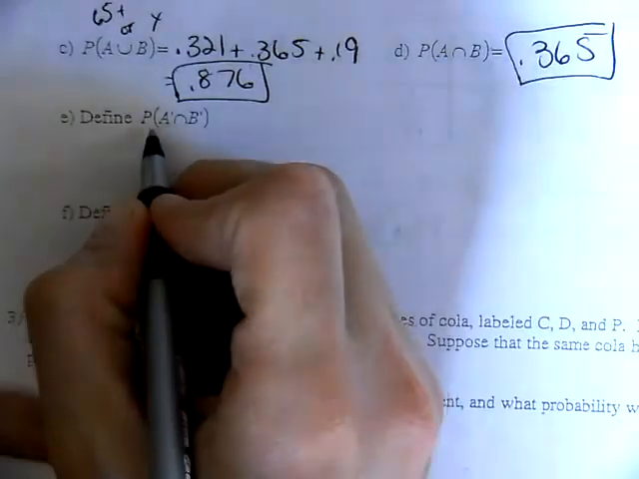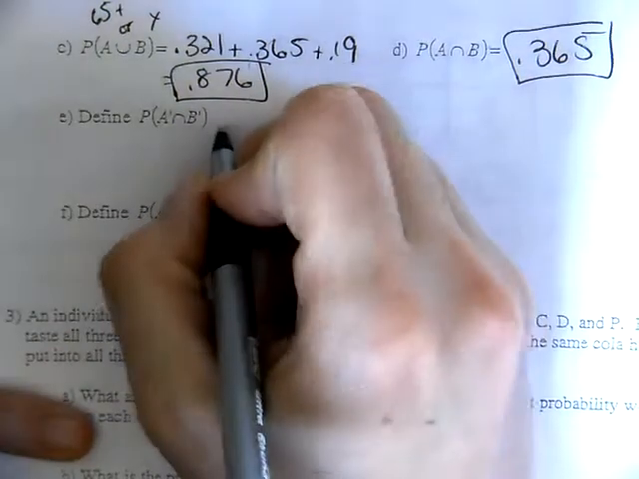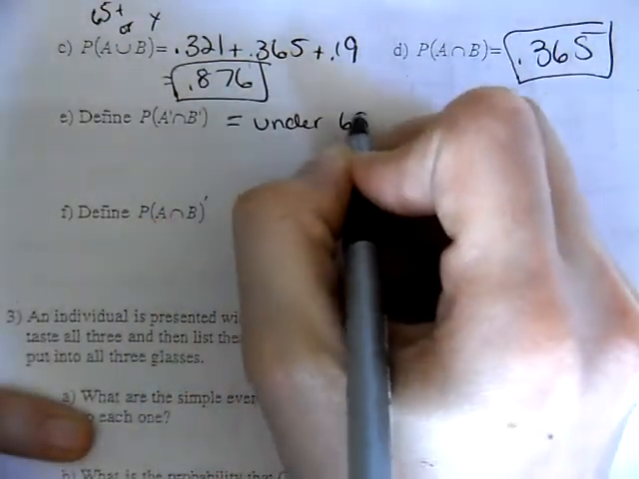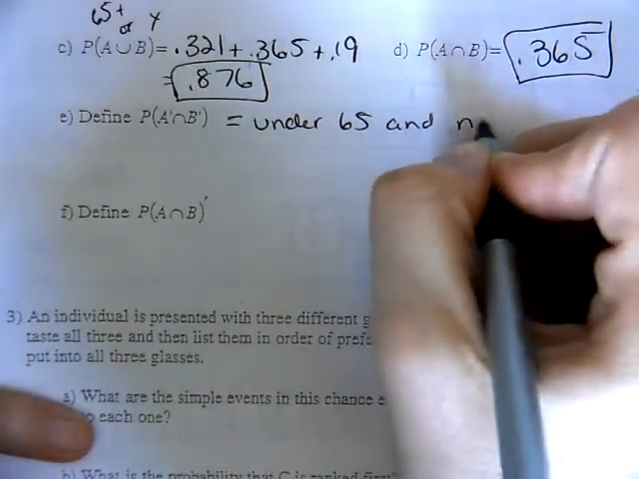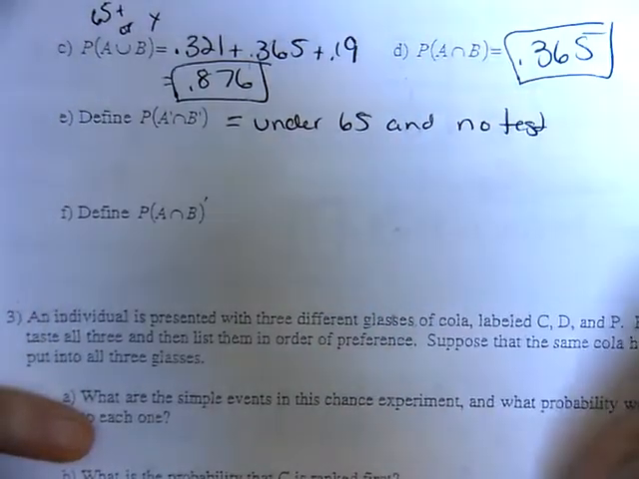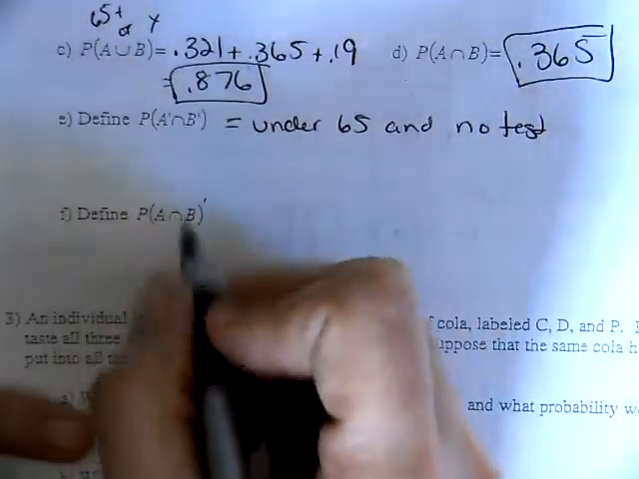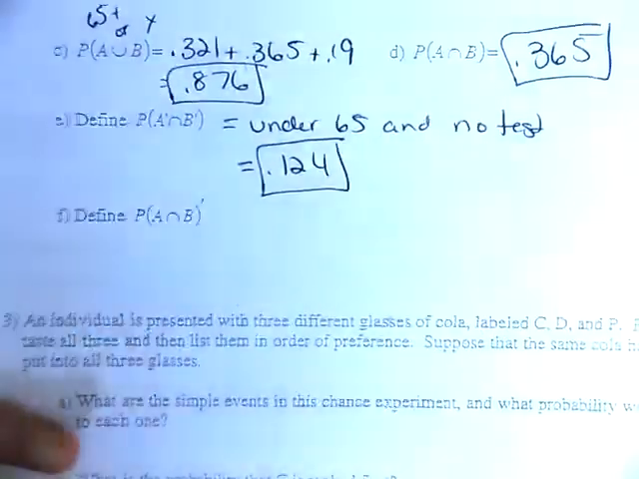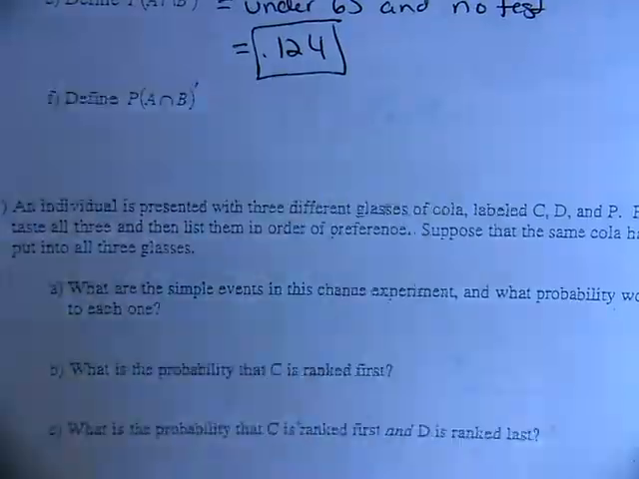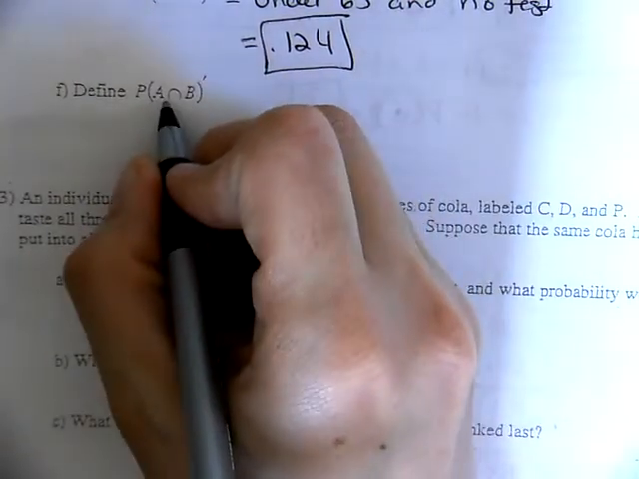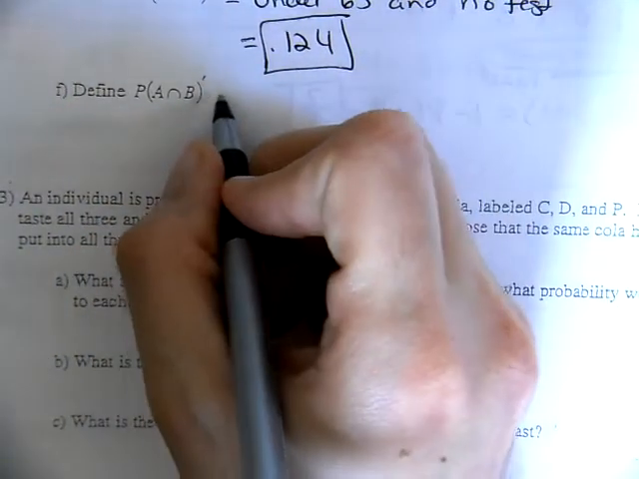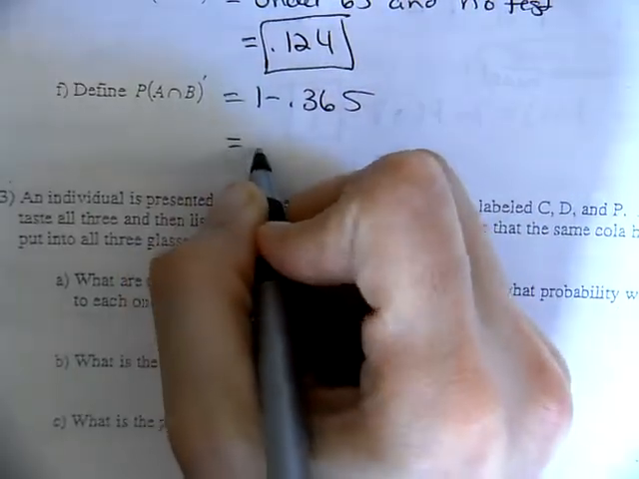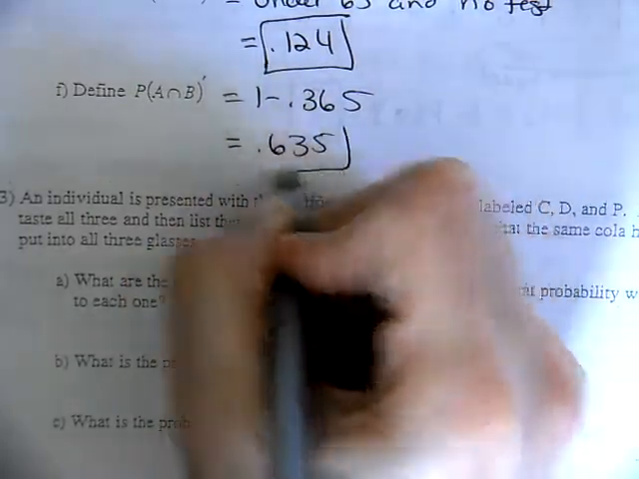So E here defined the probability of not A and not B. So again, that would be under 65 and no test. So you just look at under 65, no test, and you end up with 0.124. F, again, the complement of the intersection, I'm just going to do 1 minus the intersection. So 0.635.